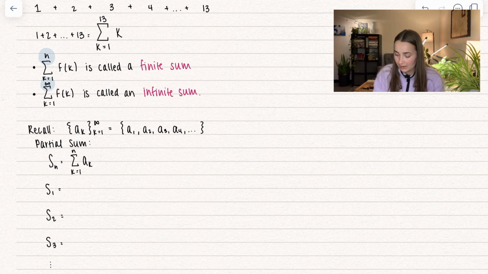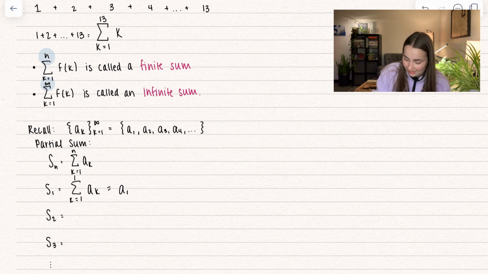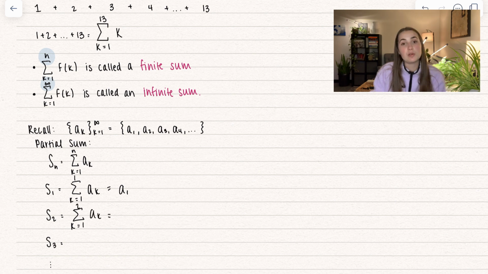So S sub 1, if we would write it out officially, we would have the summation k going from 1, and then our ending number is going to be 1 of our A sub k. So that seems a little silly. You don't need to write that out. All you need to write out is that this is going to be the first term. If you wanted to write out S sub 2, so that's going to be the partial sum from k going from 1 to 2 of our A sub k terms, you can also just write that as A1 plus A2.